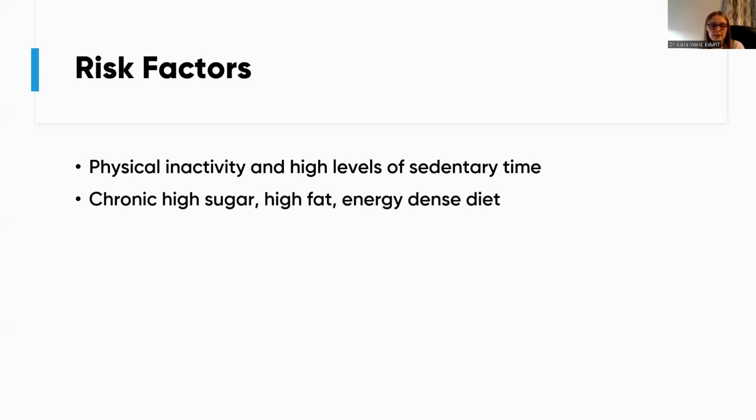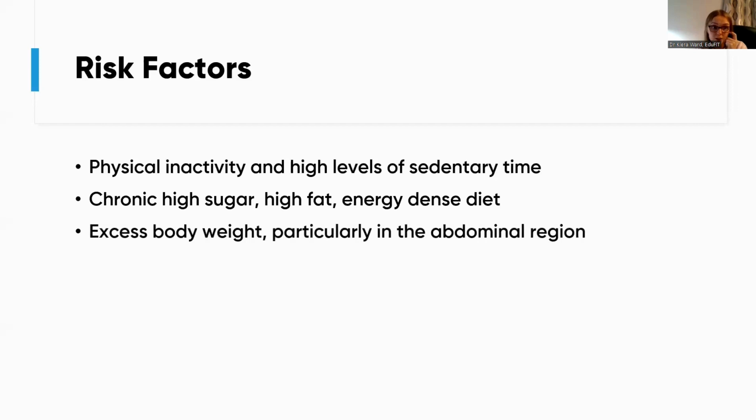The next one then is a chronic high sugar, high fat, energy dense diet. So this is like the chronic consumption of takeaways, sweets, biscuits, sugary drinks, and they'll all cause problems for the insulin signaling mechanisms. But we can modify this, and if we do, we can help treat and manage this condition.